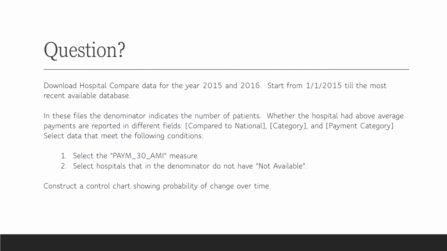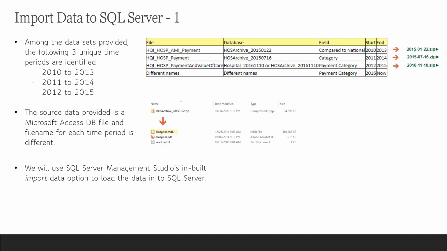This is the question that I worked on. For this question, we need to construct a control chart showing probability of change over time. The first part will be to import the data to SQL Server from Microsoft Access DB files. These are the files that we will be importing into SQL Server.